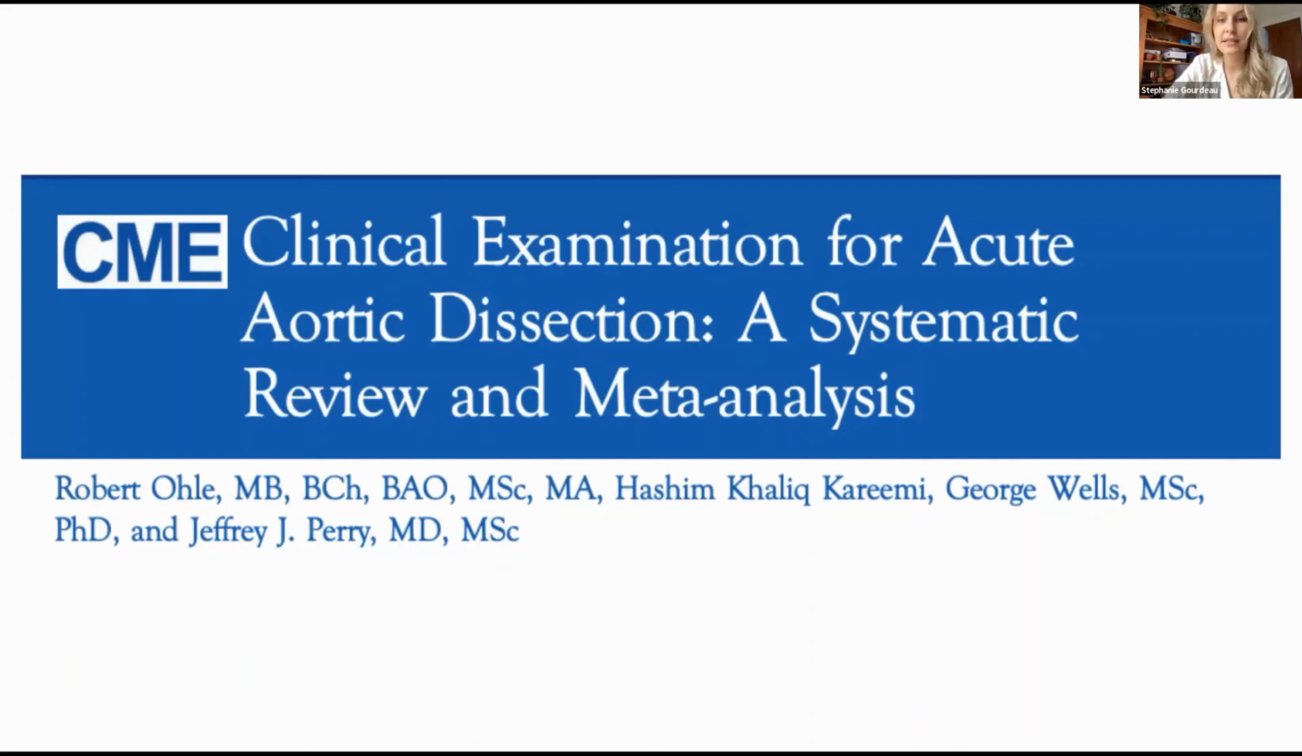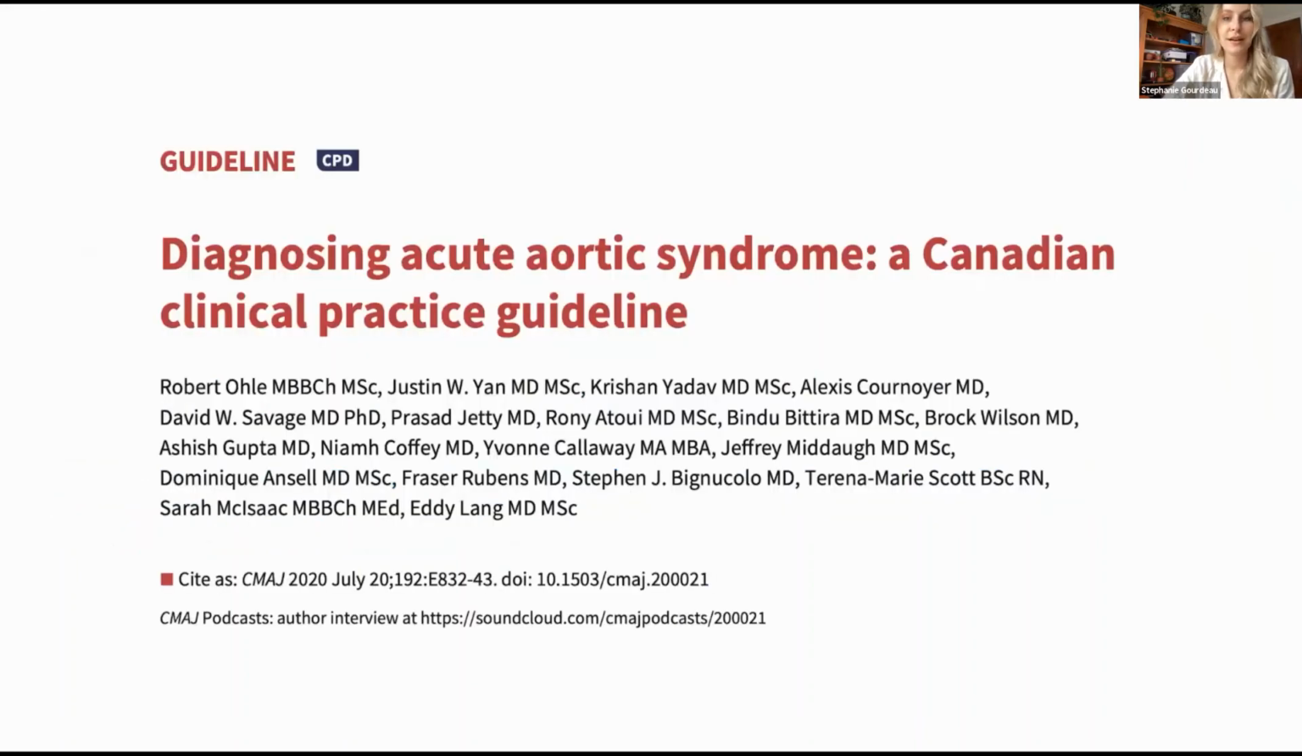Also, recent studies, such as this one, have shown that different features have stronger associations with acute aortic syndrome. For example, high-risk exam features such as a pulse deficit, a neurodeficit, and hypotension have a much higher likelihood of AAS compared to high-risk predisposing factors and even pain features. So to guide our practice, instead of using the ADDRS score, you can use the Canadian Clinical Practice Guidelines that were recently published in 2020.